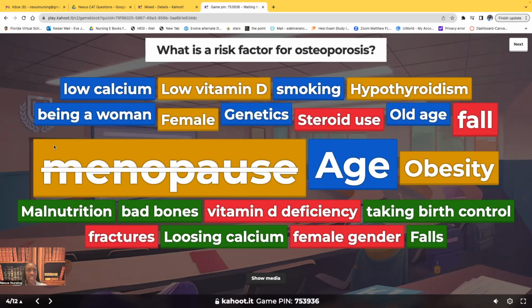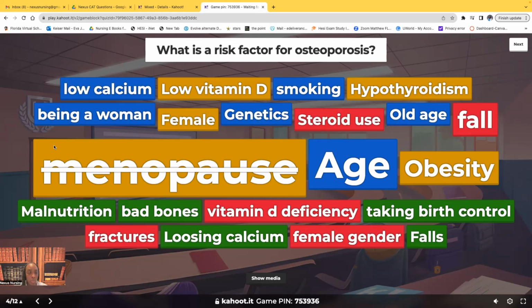Women who are taking oral the birth control, what do you call it? Oral, guys, tell me on the live. I'm looking for a term. It's not coming to me. Thank you. Oral contraceptives. Patients taking oral contraceptives, that places them at risk for osteoporosis.